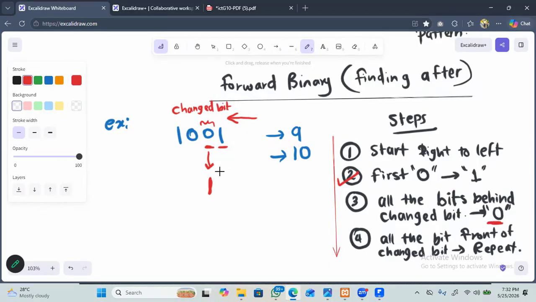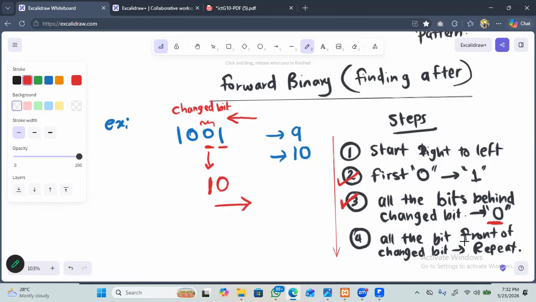0. And behind means this side. Behind means always this side. So all the bits behind this number should turn to what? 0. If there are more numbers, all the numbers should be turned to 0. Okay, third step is done.